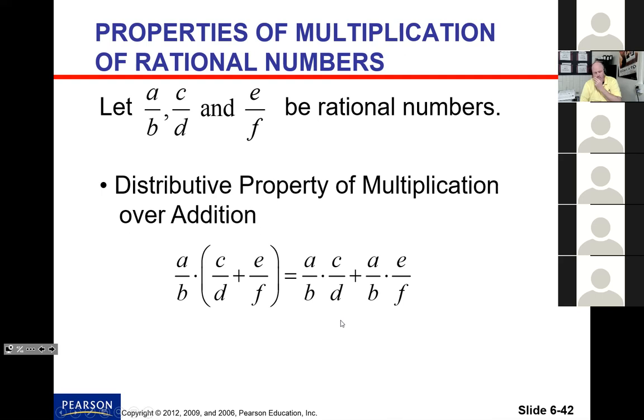What is FOIL mean? What is what? Sorry, FOIL. FOIL? Yes, FOIL. Okay, give me one second. Let me show you. Give me one.